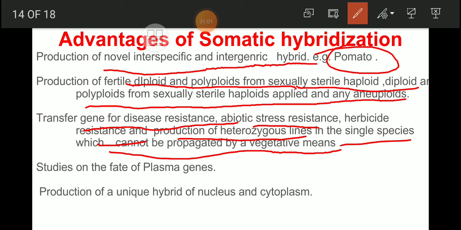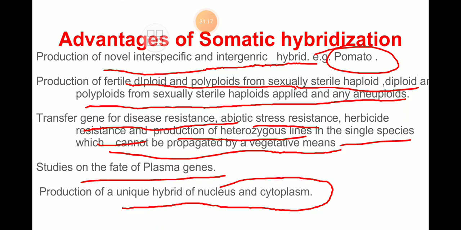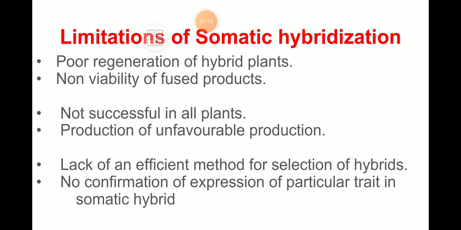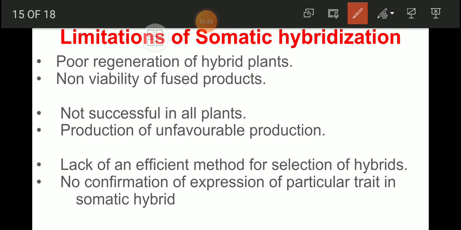Now, studies on the fate of plasma genes, genetic studies, are possible with the help of somatic hybridization. Then production of a unique hybrid of nucleus and cytoplasm. This is also one of the most important advantages of somatic hybridization. But some limitations are there. No doubt, we have to say that we can sometimes find difficulties with the help of this somatic hybridization.